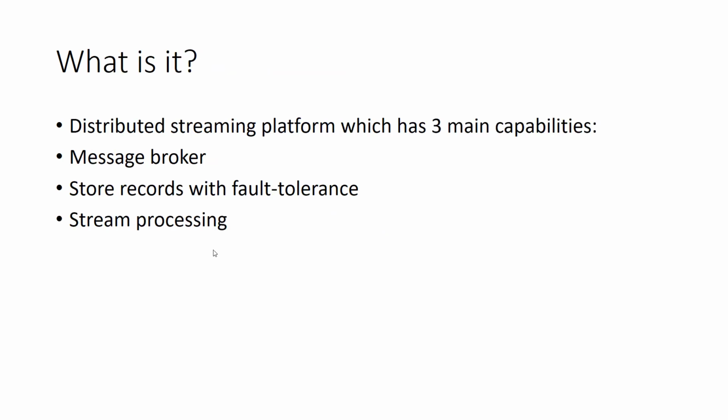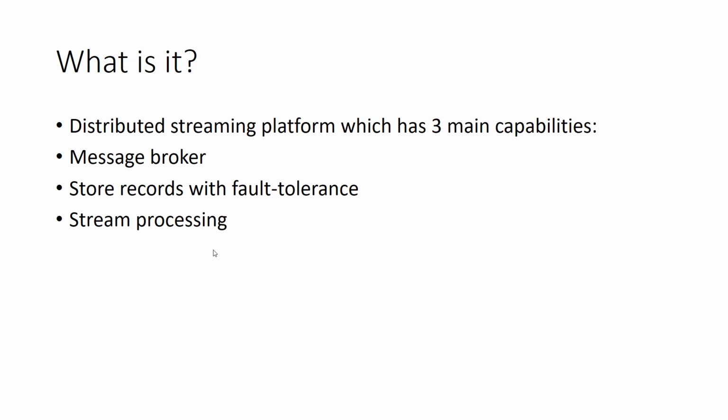Kafka is a distributed streaming platform which has three main capabilities. First and foremost, it's a message broker like any other equivalent, for instance RabbitMQ. It provides something like a queue that your application can put some data or messages on, and at a later time, another application can use that data that you already placed in Kafka and process it.